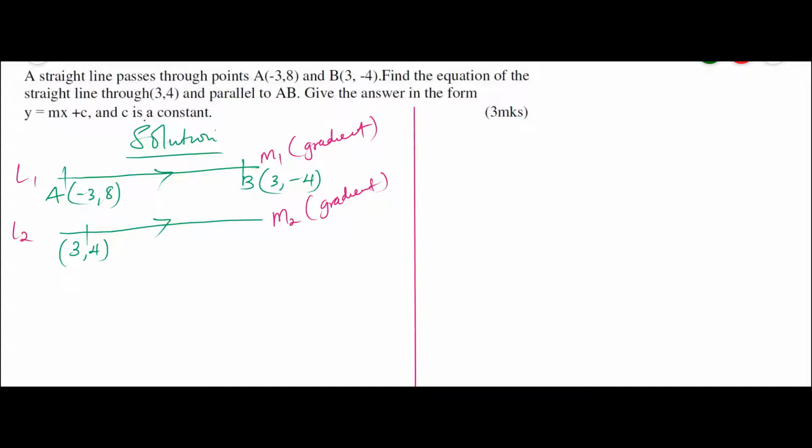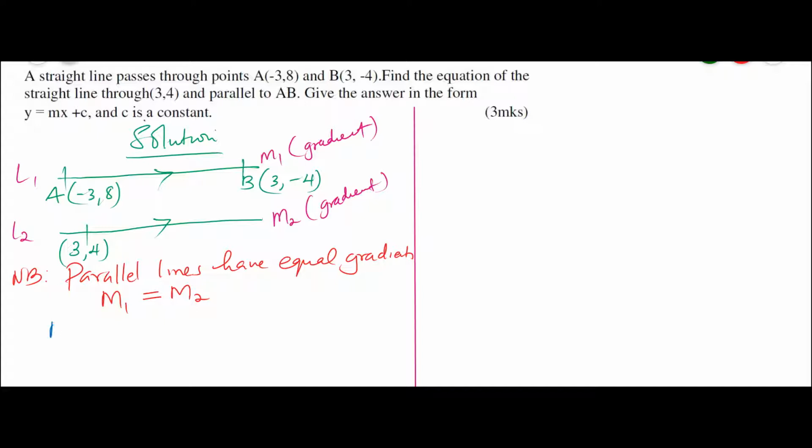So these two lines are parallel. One thing you're supposed to note about parallel lines is that parallel lines have equal gradients. Therefore, M1 should be equal to M2. So we begin by calculating the gradient of line 1.